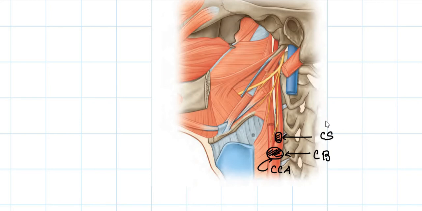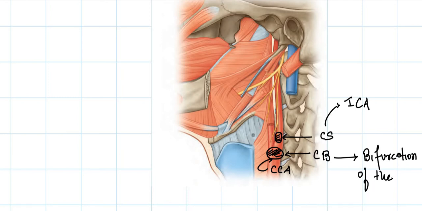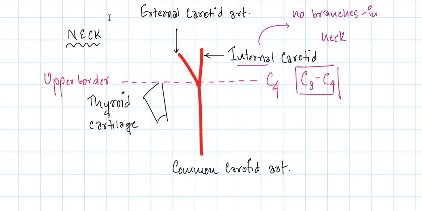Now the carotid sinus is at the starting point of the internal carotid artery, and this carotid body which you are seeing is at the bifurcation of the carotids, of the common carotid artery. So let's talk about these now, the carotid body and carotid sinus.